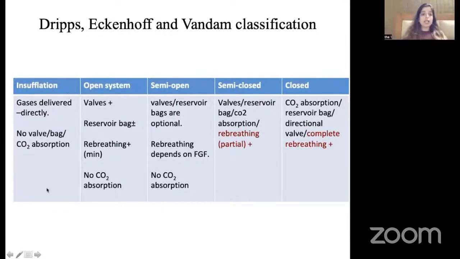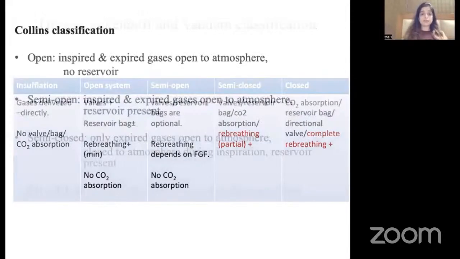In insufflation, the gases are delivered directly. There are no valves, no bag, and no CO2 absorbent. In the open system, valves are present. There is minimal rebreathing, and the reservoir bag is optional. In semi-open, valves and reservoir both are optional, and rebreathing entirely depends on the fresh gas flow, and there is no CO2 absorbent present. In the semi-closed system, all the things are present with partial rebreathing, while in the closed system, all things are present and there is complete rebreathing of the expired gases.